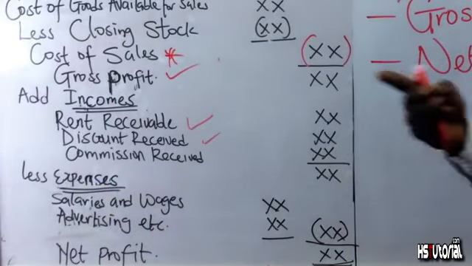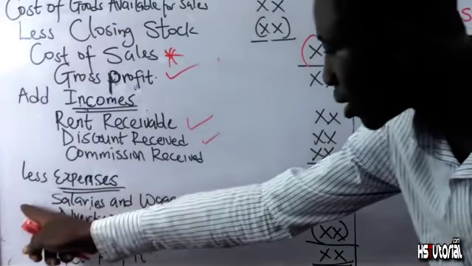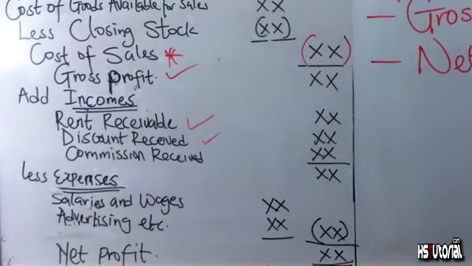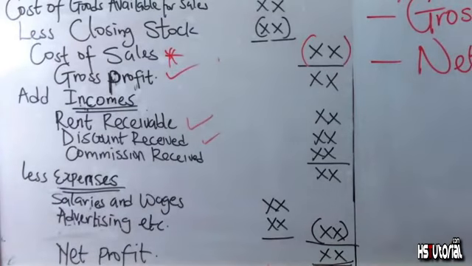Okay, now for example, if we are talking about expenses, expenses start with, let's say, salaries and wages. If you are talking about salaries and wages as an expense, it means it is an amount which you pay to your workers for the service or for the work they've done for you. So that is what salaries and wages are.